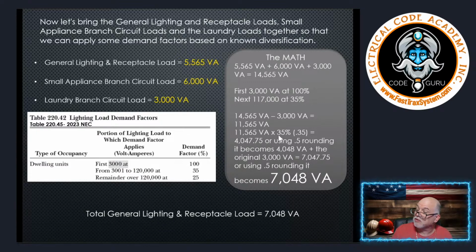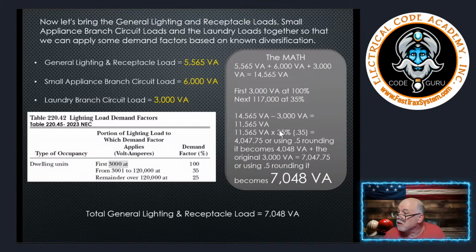We get 4,047.75, which I'm going to round. Remember, the rules in 220.5 allow me to round up 0.5 or greater when we're dealing with it, so I'm going to go ahead and round it up. Now, if you want to keep the full amount and carry it on until the end, that's up to you. It's not going to change anything, okay? But we're going to round this up to 7,048, okay? So I'm going to make sure I write that down right here.